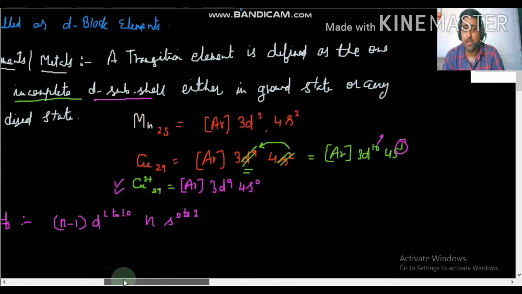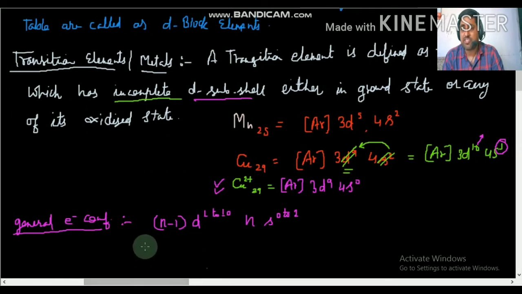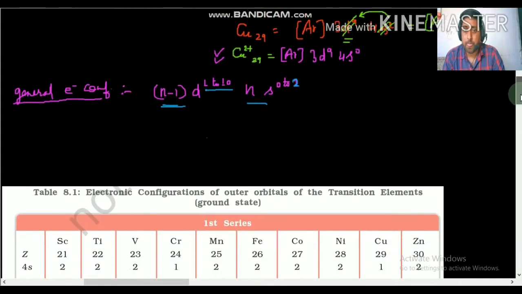Okay, so in the last video we were discussing the general electron configuration, and I told you that this general electron configuration contains d1 to d10 electrons in the d subshell of the second last orbit, and similarly the s subshell of the last orbit contains either 0, 1 or 2 electrons. So let's see some examples.